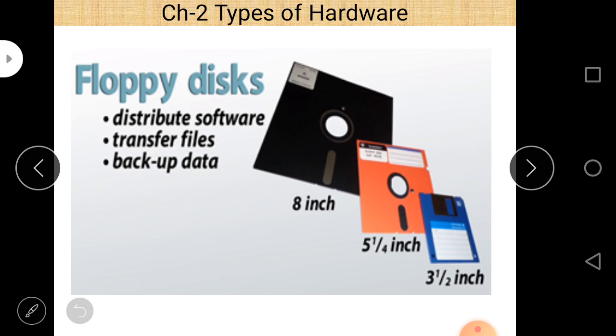And as far as size is concerned, the sizes of floppy disk are 8 inch, 5.25 inch, and 3.5 inch. So these are the different sizes of floppy disk here, and they are basically used to distribute software, transfer files, and back up data.